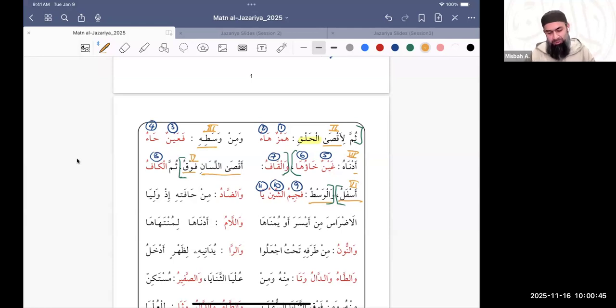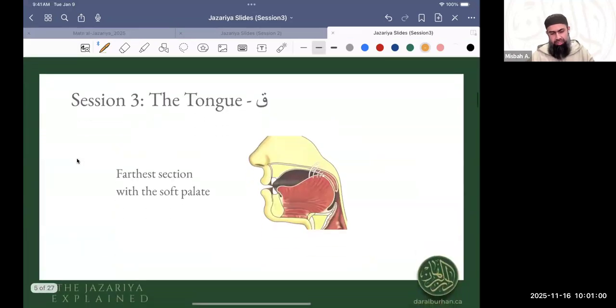طيب. والوسط فجيم الشين ياء. Okay? From the middle of the tongue. Jim, Sheen, and Ya. So let's go back to our slides now. Let's take a peek at what's going on. So we said والقاف أقصى اللسان فوق. We said that, right?